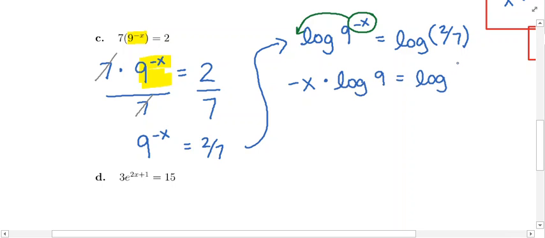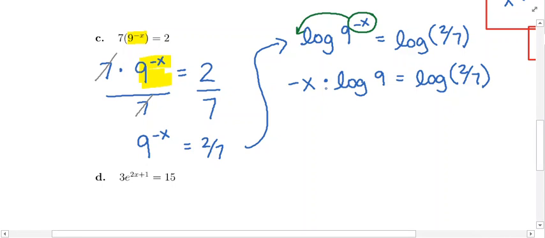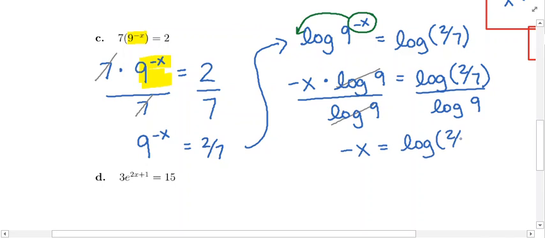So we're going to get negative x times the log of 9 is equal to the log of 2/7. Log of 9 is a crazy decimal, log of 2/7 is a crazy decimal, so we're solving for x on the left. x is being multiplied by this crazy decimal log of 9, so we can divide it off. Whatever you do to one side, you have to do to the other. So on the left, log of 9, those two cancel, leaving you with negative x is equal to the log of 2/7 over the log of 9.